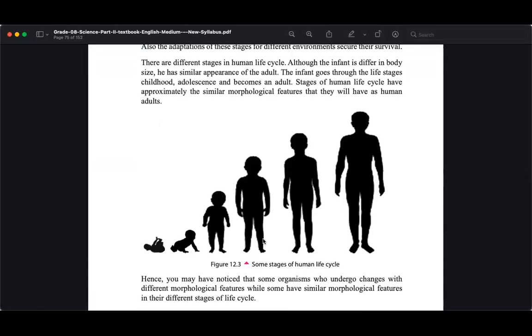And this is what I said. You can notice the growth of a human, but the features you can still see are one head, two hands, two legs, right? It will be there in the adult as well as the baby. That is what I said.